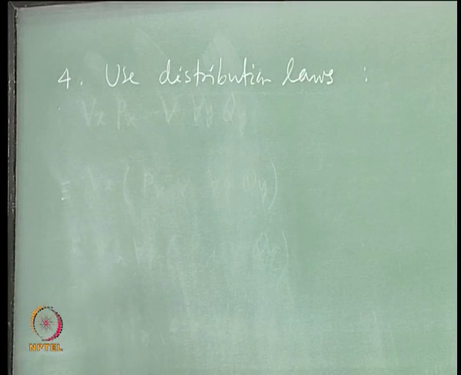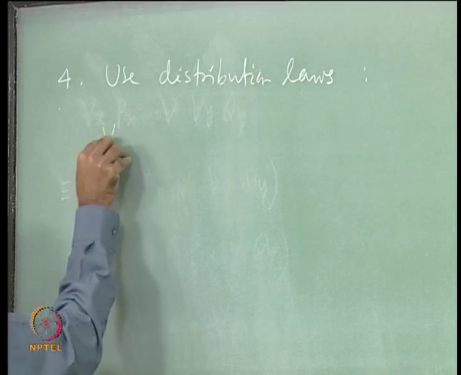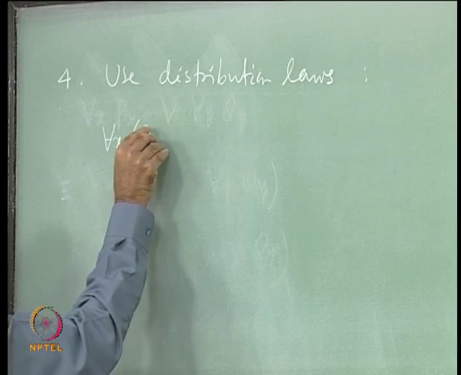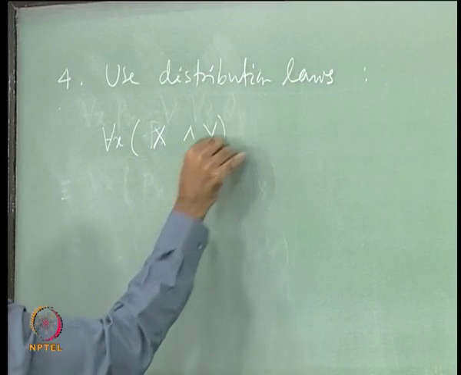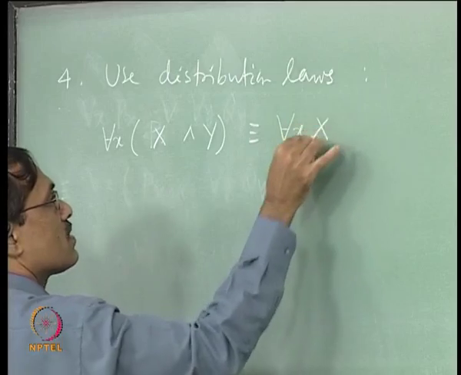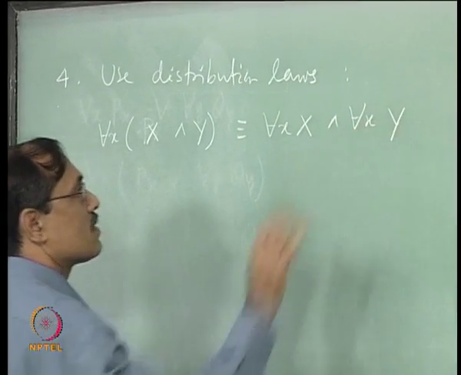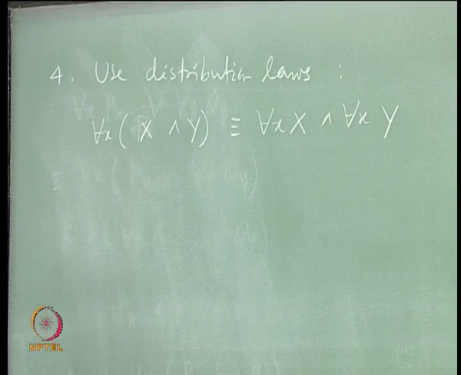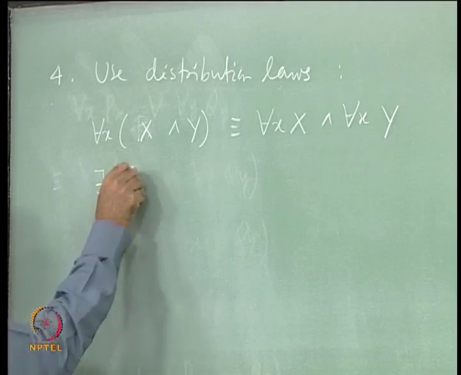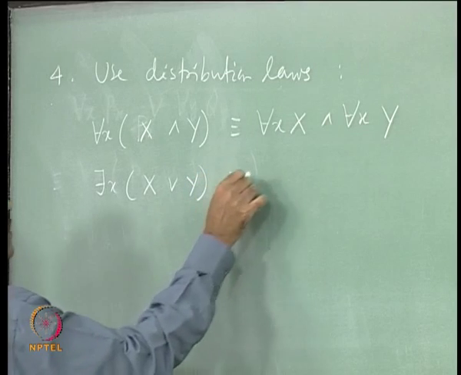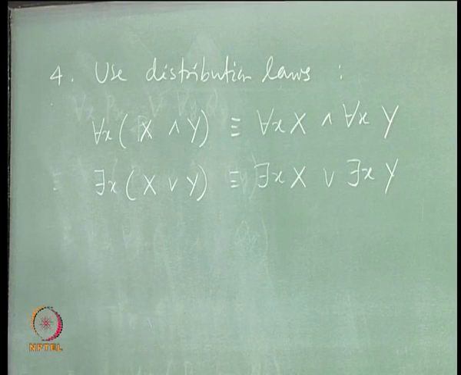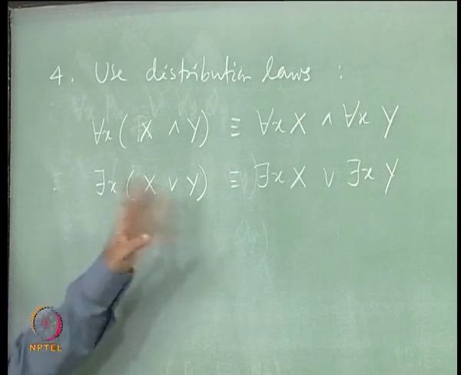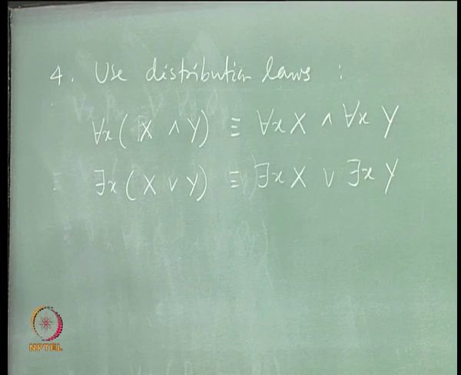So, these distribution laws will be for the quantifiers. We write for each x (x and y) is equivalent to for each x x and for each x y, and this holds for every x. Similarly, there is x for R, with R only one side holds, but if it does not occur, then that is also all right.